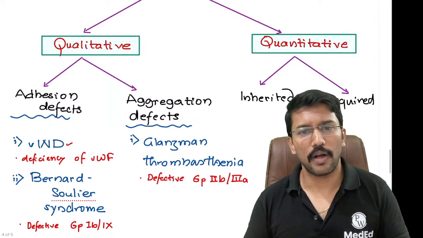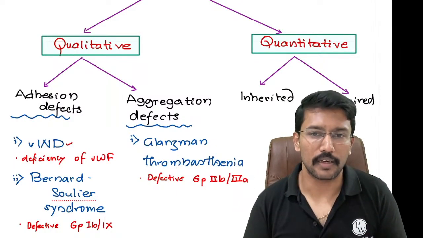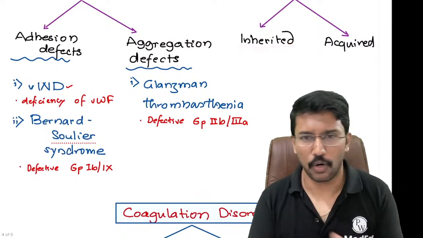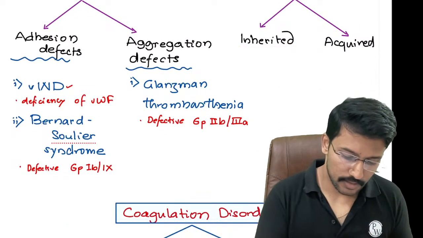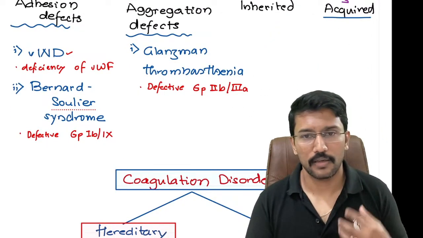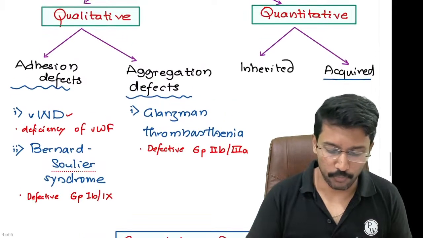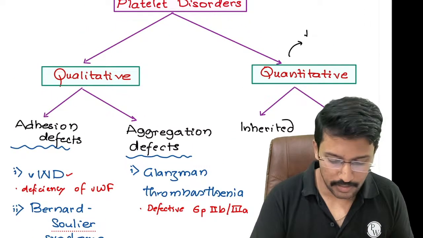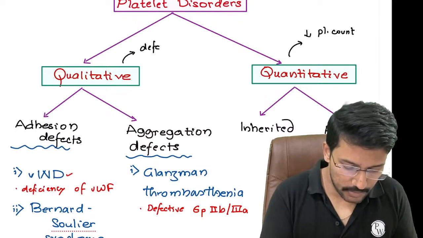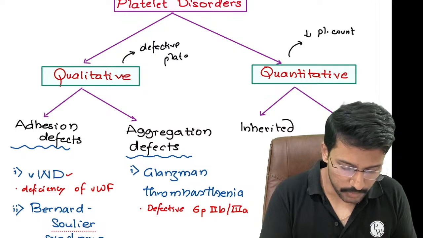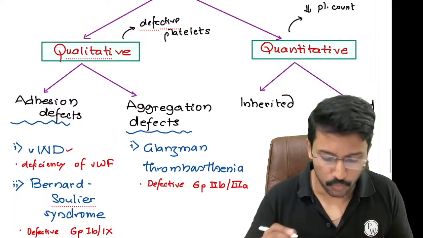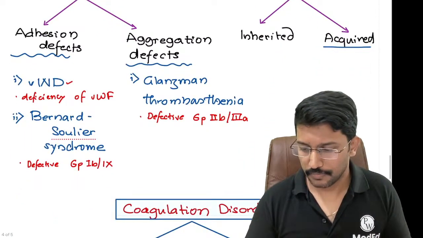Okay. Then quantitative means when the platelet count is decreased, right? They are not able to produce the normal number of platelets required. It can be inherited, not important for us because they are very, very rare. Acquired has a long list of causes, right? So I will just mention a few causes where you can acquire a decreased number of platelets, what we call thrombocytopenia. When we say quantitative, it means decreased platelet count. When you say qualitative, that means defective platelets. Their function is not proper. They are not able to do their job. Examples.